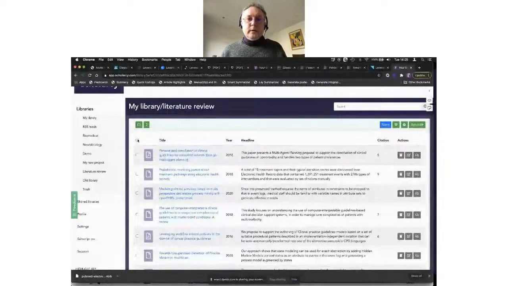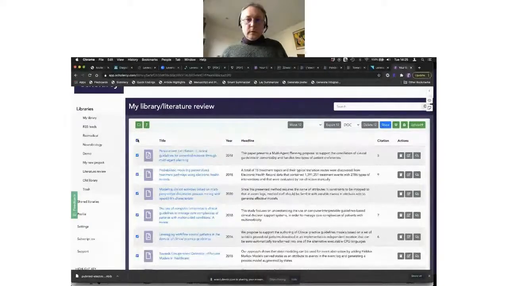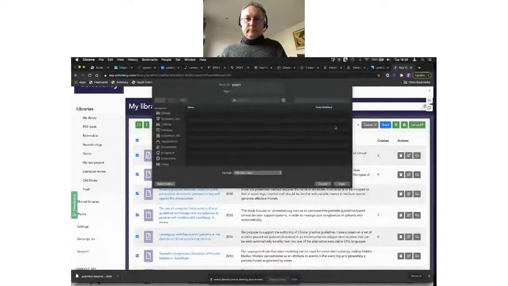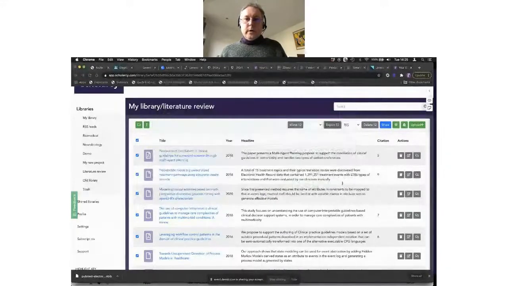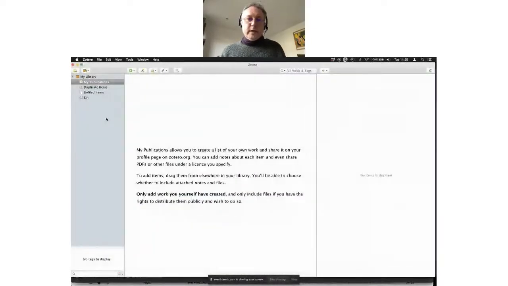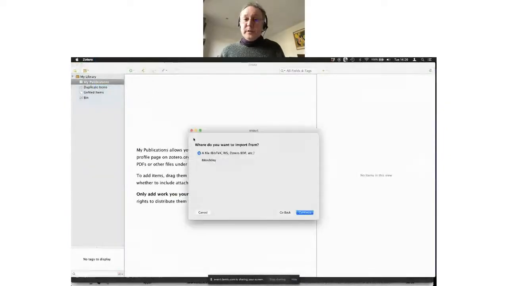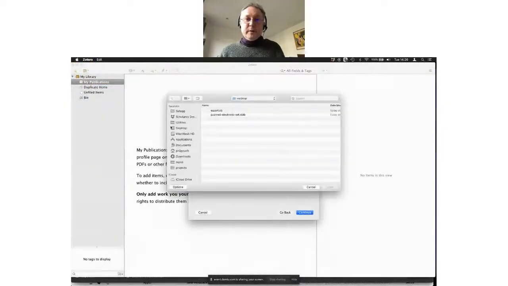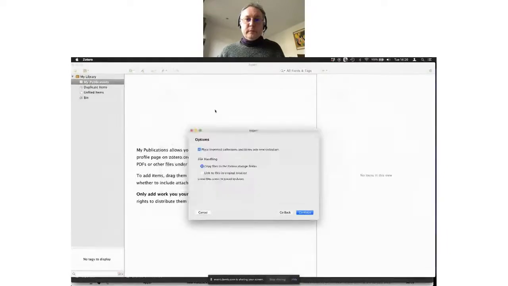So the next thing we can do is generate a bibliography from this. So I'm just going to export these to a bibliography file. And I'm going to go to my reference manager to have a look at that. I'm using Zotero here, but any reference manager will do. And I'm going to import this file that I've exported from Scholarcy to generate my bibliography. And there it is there.